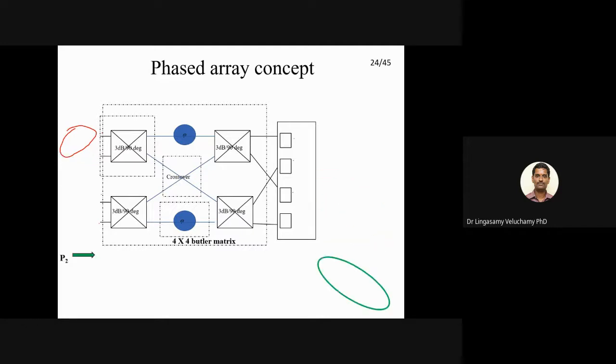If you excite this port, you will get another beam like this. If you excite this port, you will get a beam like this. So this is how the phased array principle works. Inside the Butler matrix, you will have crossovers and many phase shifters. When you excite here, the phase gets differentiated inside, so that the 4 excitation values are different and you get a particular beam.